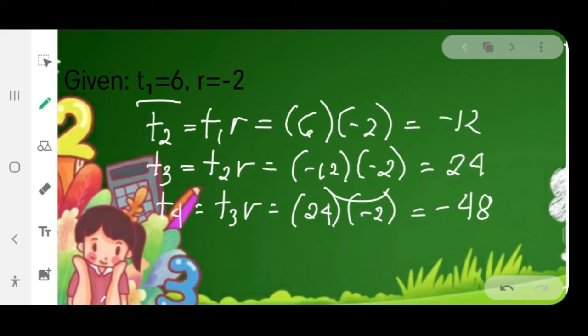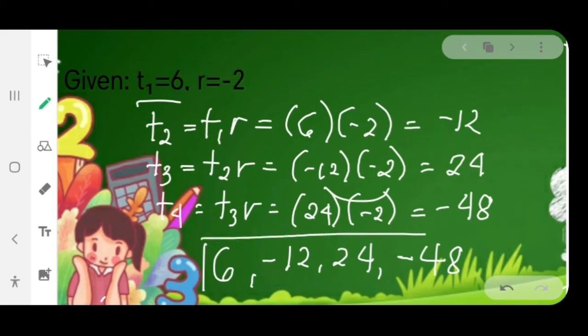-48. So the first four terms of the geometric sequence with first term 6 and common ratio -2 are 6, -12, 24, and -48. Let us proceed to the second example.